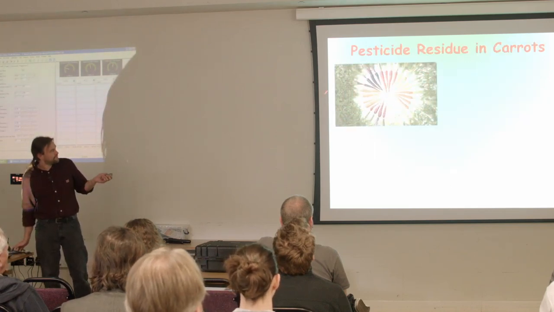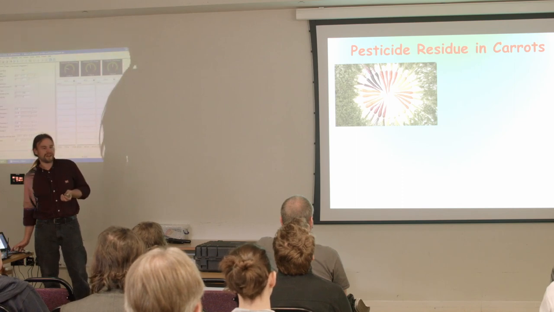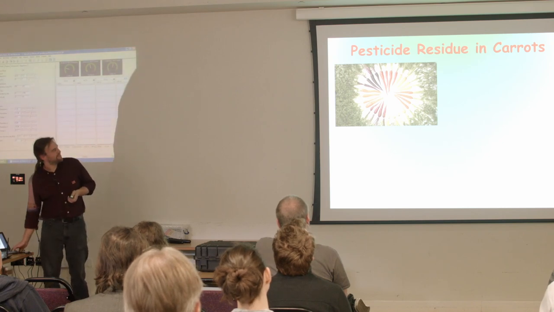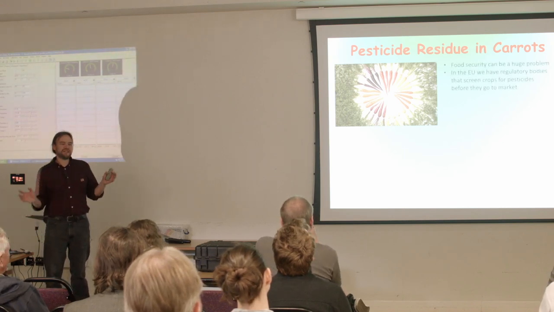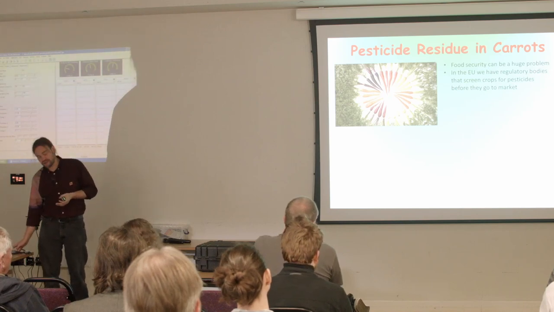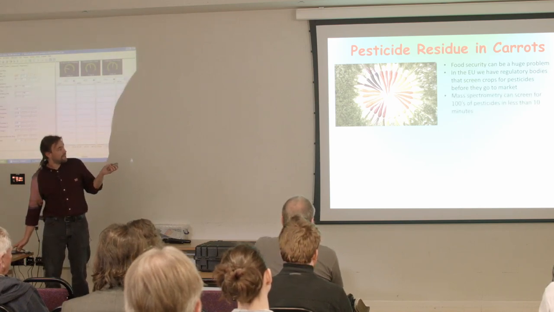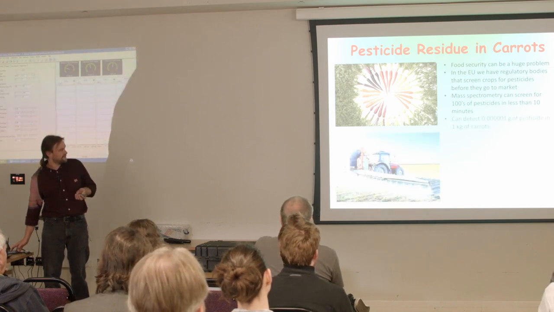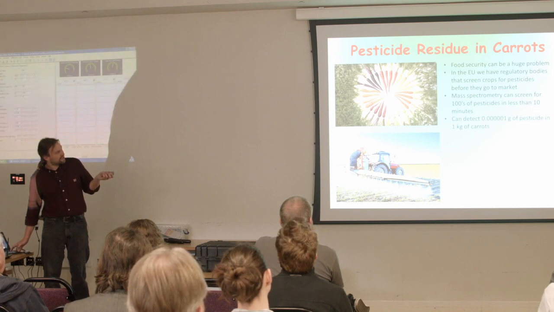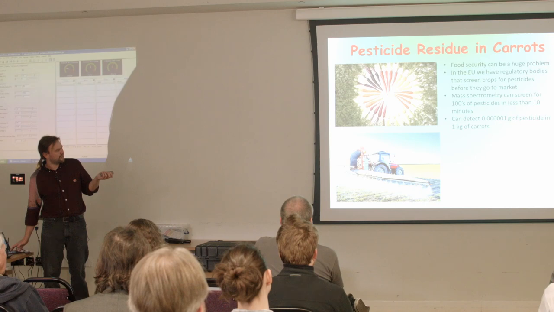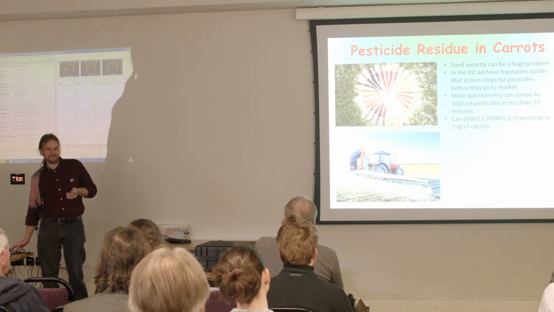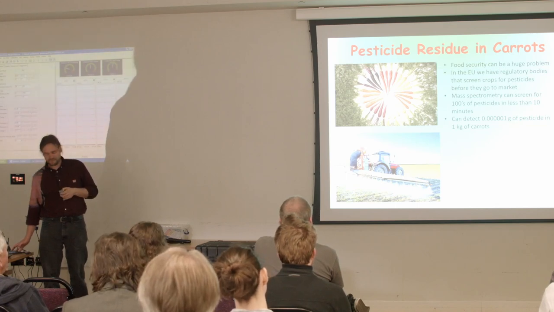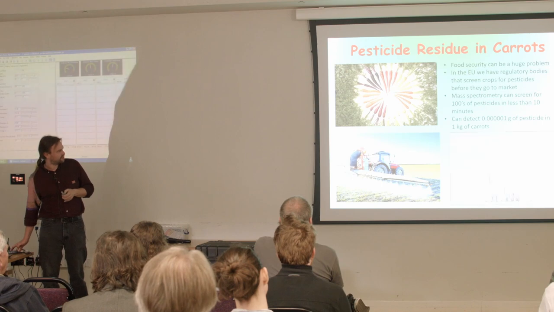So food security, this is a nice image I got from the Museum of Carrots website. I'm sure their carrots are all fine. But basically, we need to screen our food for pesticides. There's lots of pesticides which are not good for us. Mass spectrometer, very fast, high selectivity, can screen for hundreds of pesticides in less than 10 minutes. It can detect up to hundredths of a milligram, a thousandth of a milligram in a kilogram of carrots. So if you just imagine that much pesticide in a kilogram of carrots, they're extremely sensitive instruments.